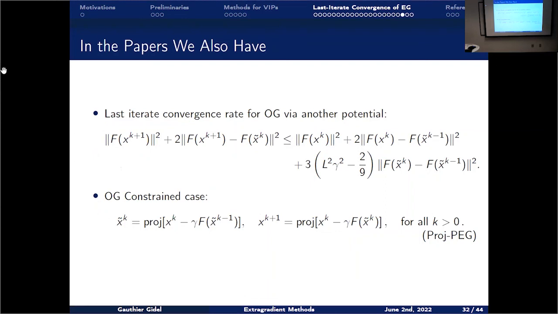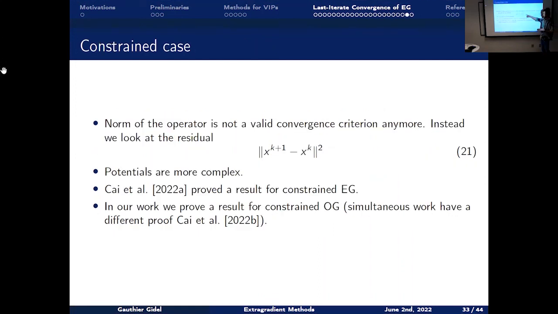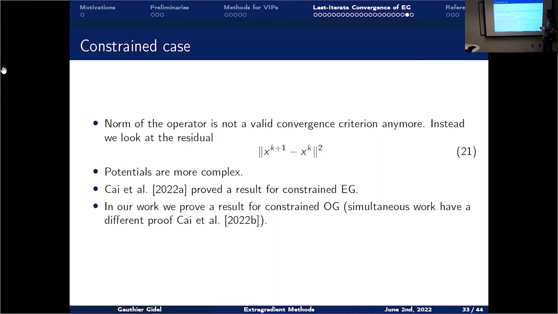And we also have the constrained case, which is tricky for a lot of reasons. Now you have to project your iterates back onto the constraint sets, and the norm of the operator is no longer a convergence criterion, because when you hit the constraints, the vector field can have a non-zero value, and you can still be stuck at the optimum. So you have to look at the residuals. The potentials are more complex, but this is where a lot of work was required. Some concurrent work proved the result for constrained extragradient that we don't have, and a result for constrained optimistic gradient that we had simultaneously.